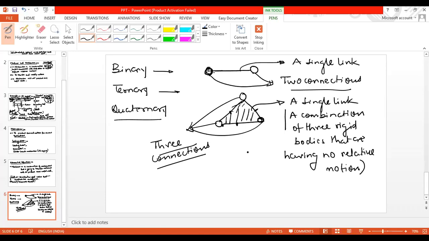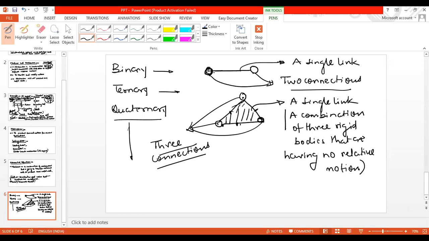So I think now this is clear. So just remember that this is also a single link only, and you can refer to this as a ternary link. But this single link is basically a combination of three rigid bodies. But why am I referring to them as a single link? Because these rigid bodies are not having any relative motion with respect to each other. But always remember, because of the connection of the three rigid bodies, you got three connection points: one here, one here, one here. So that's why this link is referred to as a ternary link.